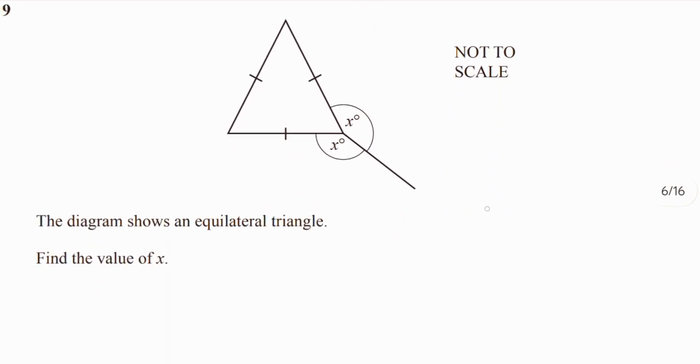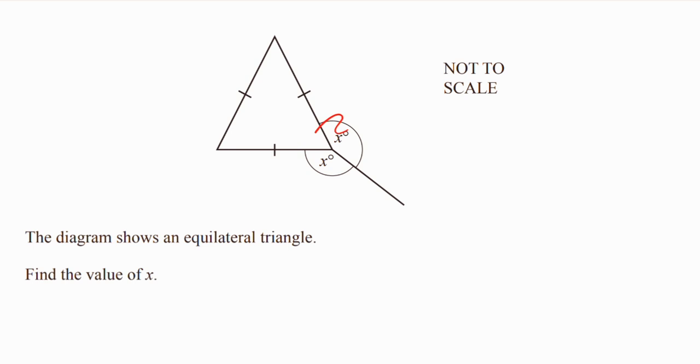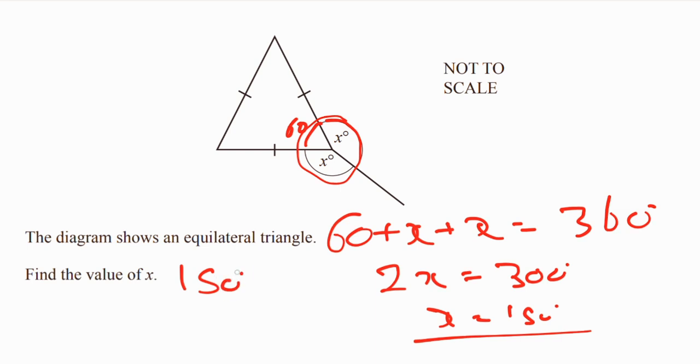Now the next question: the diagram shows an equilateral triangle. Find the value of x. Because it is an equilateral triangle, all angles are equal, 60. Actually, a complete turn is always 360 degrees. So we have one angle of 60 degrees, and the second will be 60 plus x. A complete turn, when an angle makes a full cycle, is 360. So 2x is 300 degrees, and x is 150 degrees. Our answer is 150 degrees for this question.